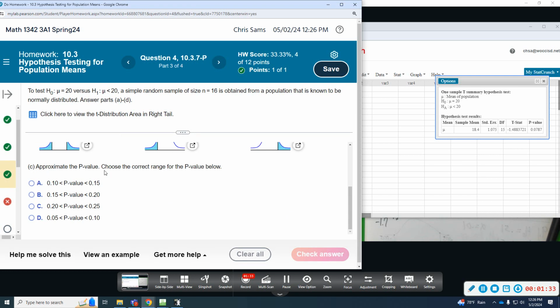And then approximate the p-value. So the p-value is given to be 0.078, so almost 8%. So 7, 8 falls between 5 and 10.